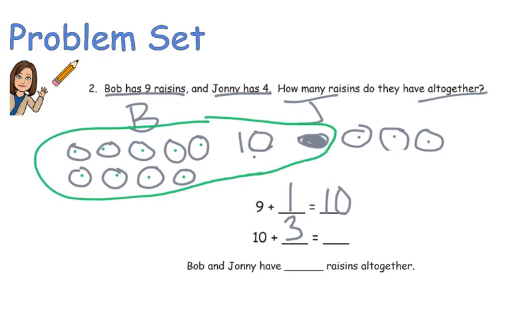We have 10, 11, oops, didn't mean to erase it, sorry. 10, 11, 12, 13. And our sentence to answer our question says, Bob and Johnny have blank raisins all together. They have 13 all together.